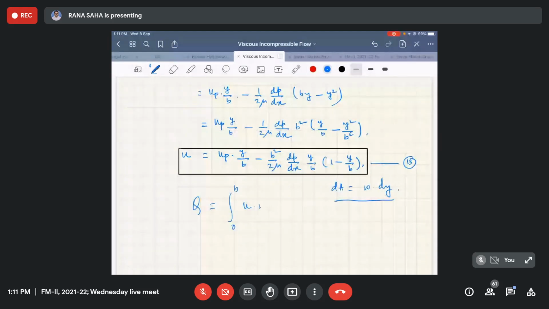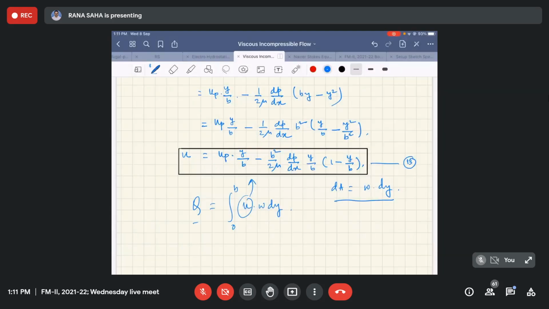Then you need to replace this u by the expression, you can see it, equation 13, and you get the final form of Q. Once you get Q, you can find out u average, that is Q over the area, for the entire cross-section area. So you can write it as integral 0 to b of w dy. You can also find out, from equation 13, your u max.